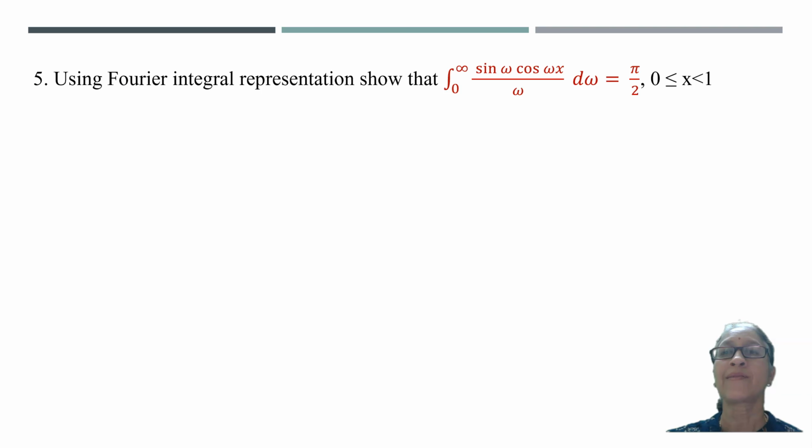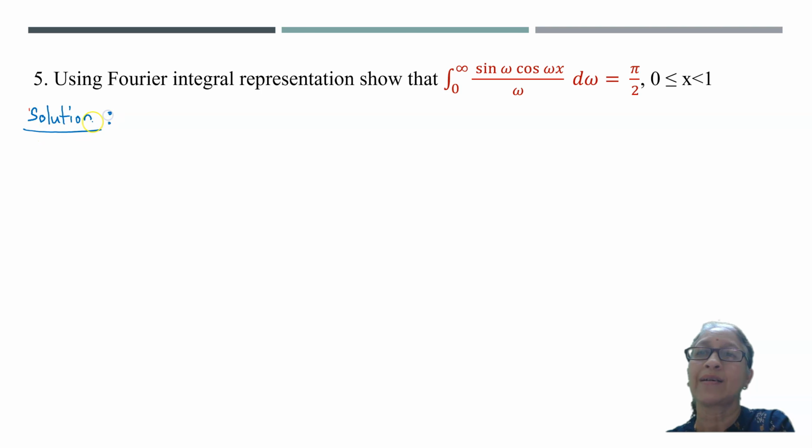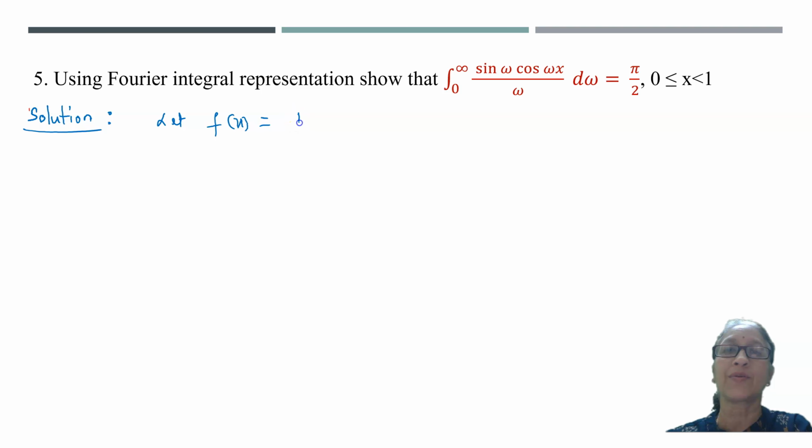So first one is using Fourier integral representation, show that integral 0 to infinity sine omega cos omega x upon omega d omega equal to pi by 2. So here given function is not given, it is asked to find this integral. So, whenever function is not provided, we consider RHS of this integral as a function. So, here let f(x) equal to pi by 2 into 1. Okay, that is pi by 2.